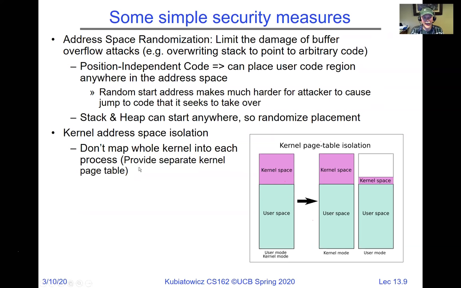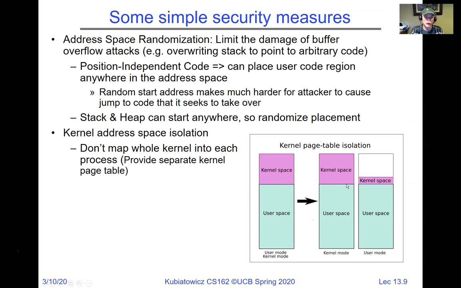Okay. And if you don't map as much kernel space, then it's harder to attack. And so in user mode, there might be just a little bit of kernel that's peeking through. And when you transition through a system call or whatever, you have a fully separate page table that has the user space mapped exactly the same way, but the kernel is now mapped in full. And so that's basically going from one page table to two almost identical page tables.